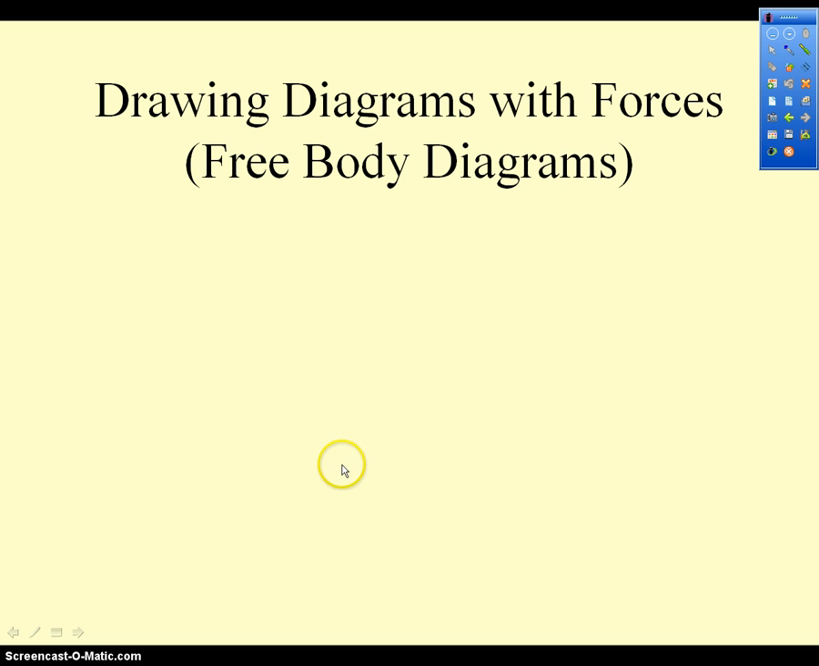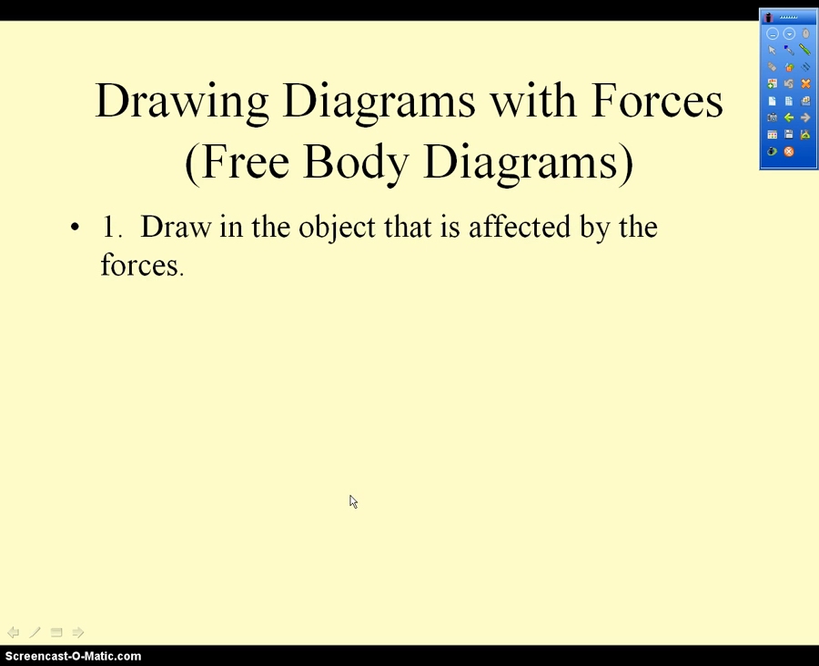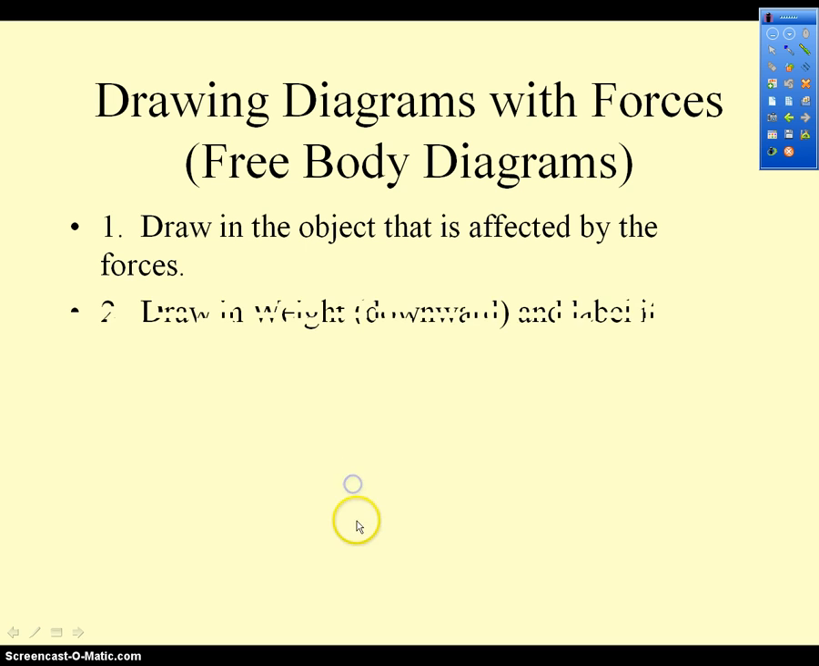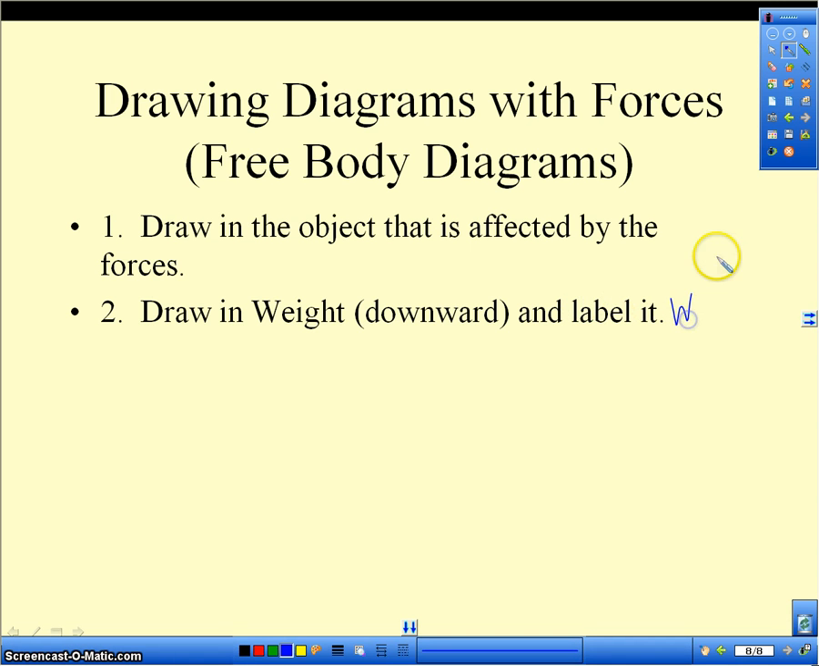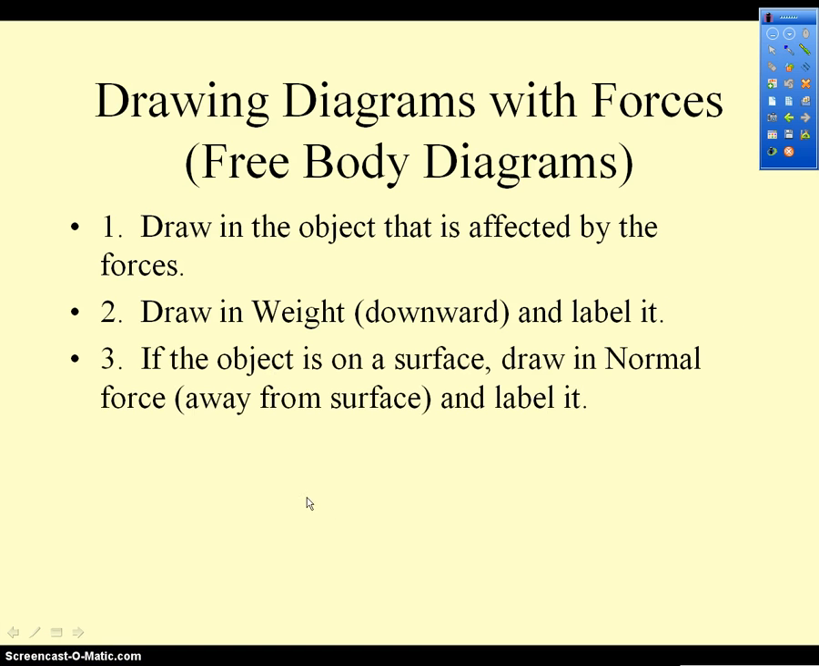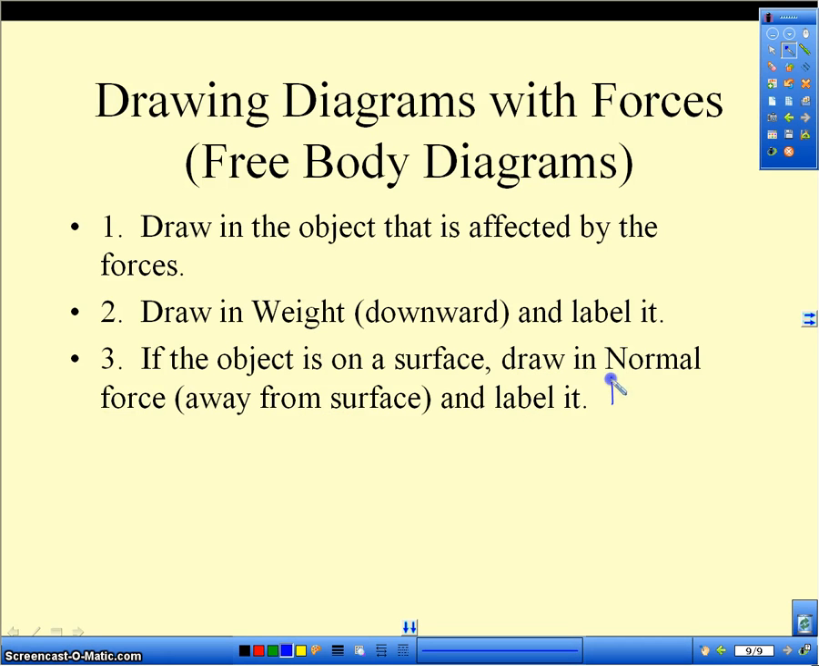Alright, so here are the steps for drawing the free body diagrams. You're going to draw the object first, then you're going to draw the weight downward and you're going to label it with a W. And if you have a value for it, you're going to give it a number value also. Then, if the object's sitting on a surface, you're going to draw in the normal force away from the surface and you're going to label it Fn. Okay, up and away from the surface, 90 degrees.